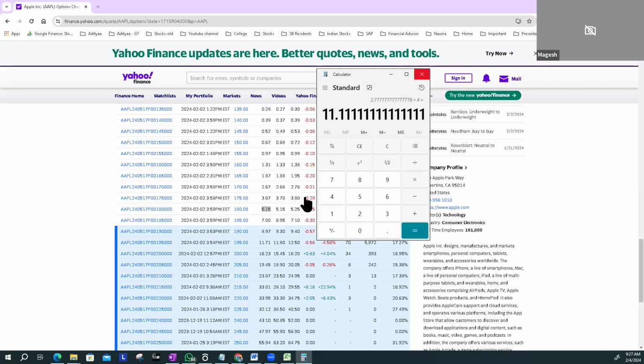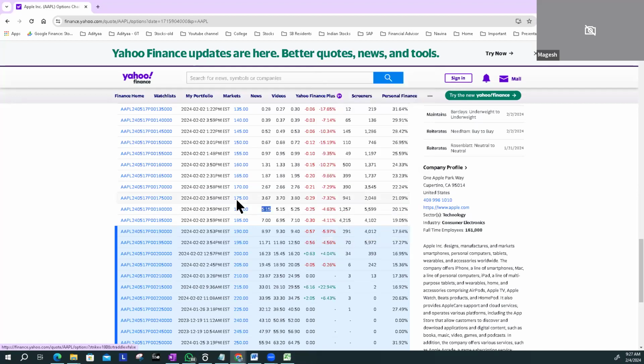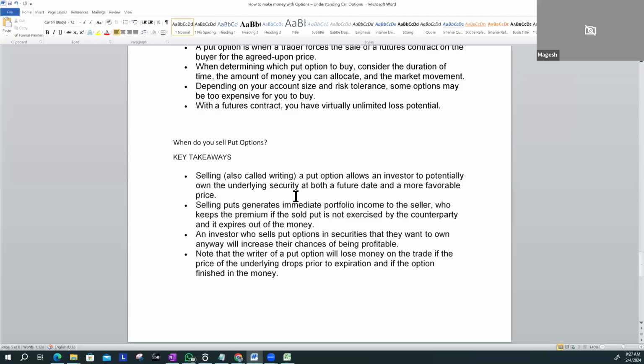And if it goes down, then you get Apple at 180, because the other person has to give you delivery at 180, and you already have a credit of 500 which you keep to yourself. So technically, your net cost of an Apple share is 175, which is what your objective was. You wanted to own Apple. So this can be used. People with a good amount of cash can use this option to buy the stock.